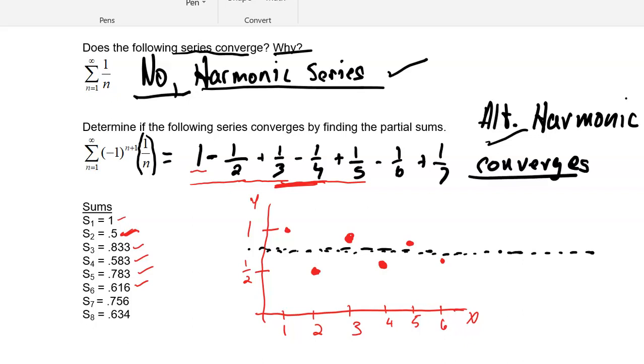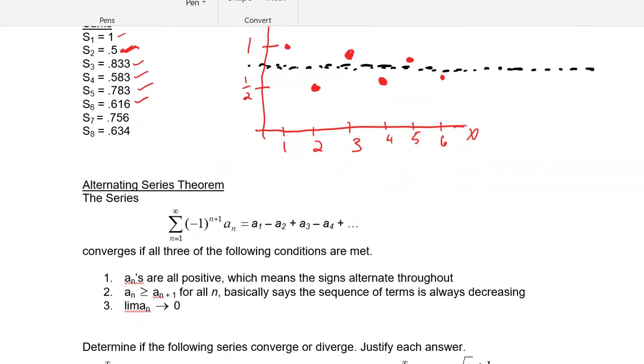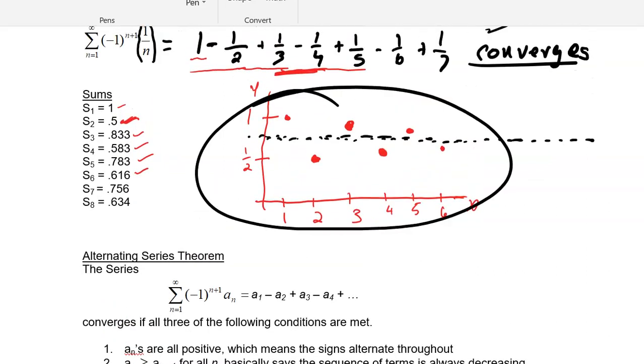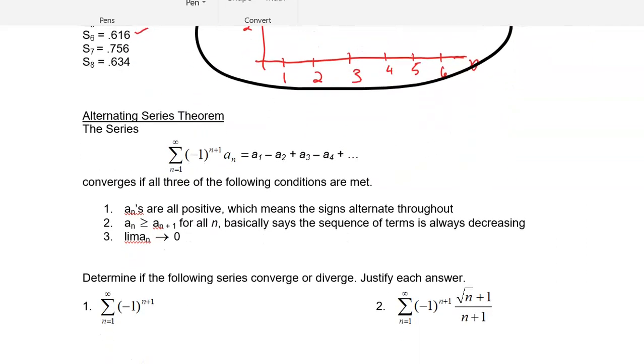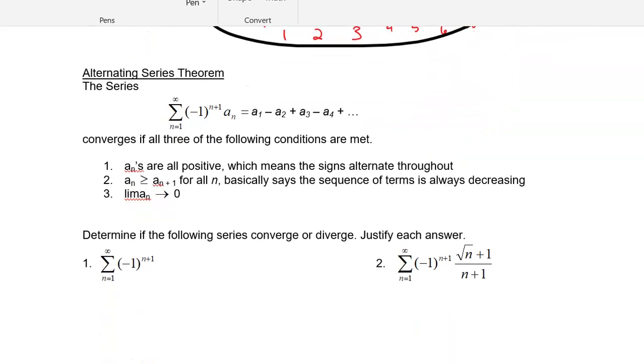All right. So how would we know this without having to do this process all the time and graph up all the partial sums? You have this little theorem here. So the alternating series theorem basically says that this will converge if the following 3 conditions are met. So the first one is all of your a sub n's better be positive. So this is our a sub n, and the reason that is important is because this should be the alternating part.